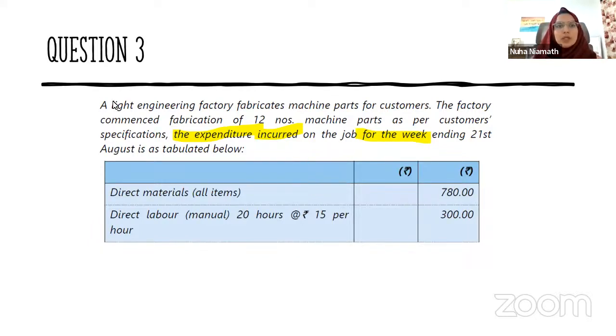Question number 3. A light engineering factory fabricates machine parts for customers. The factory commenced fabrication of 12 number machine parts as per customer specification. The expenditure incurred on the job for the week ending 21st August is as tabulated below. Direct materials 780 rupees, direct labor 20 hours at 15 rupees, which is 300 rupees.